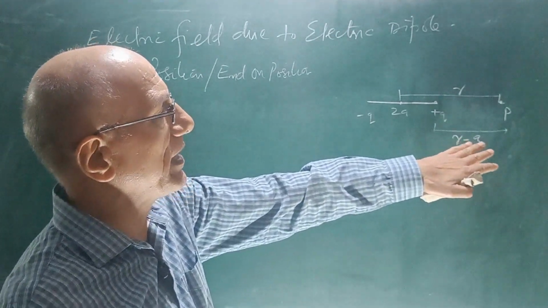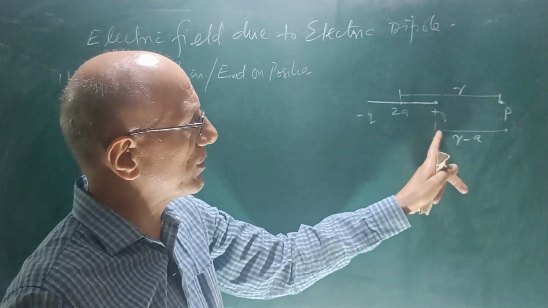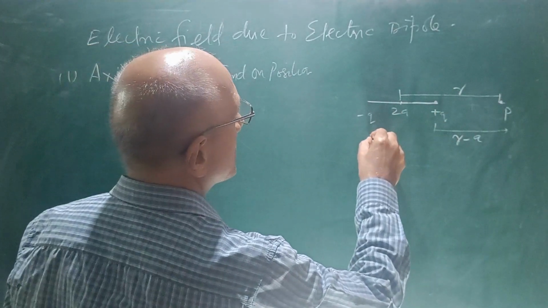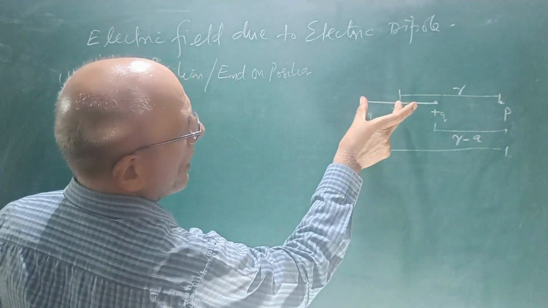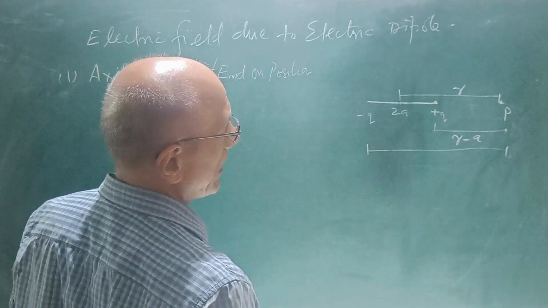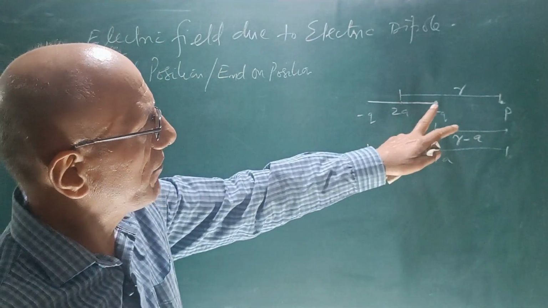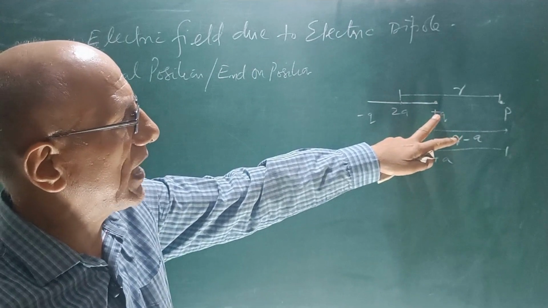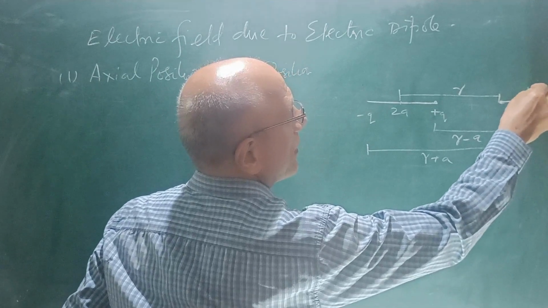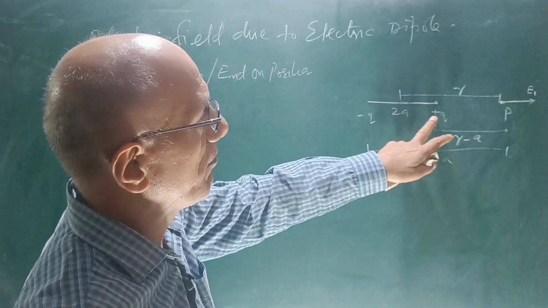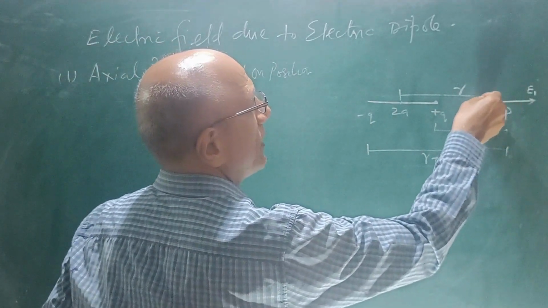Sometimes students say A minus R. No, the distance from this to this is R, and this is to be separated so that we will get this. Similarly, the distance from this negative charge to the point P will become R plus this length, which is A, so R plus A. Now the electric field lines for the charge Q will be outward, so this will be E1. Due to the negative charge this will be inward, so this will be E2.